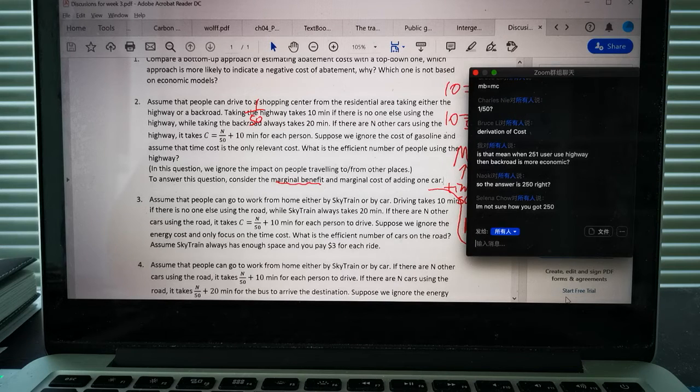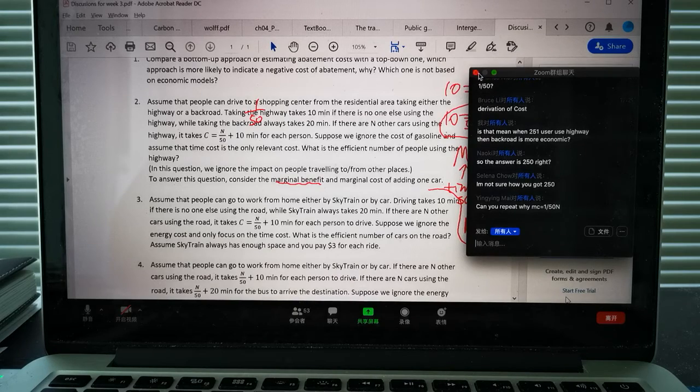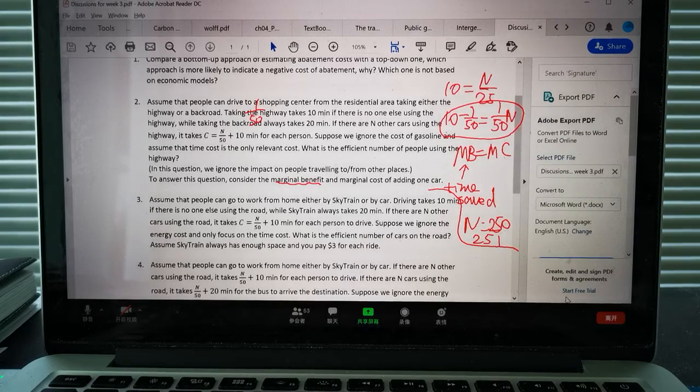So yeah, let me explain it again. So Selena, you are okay with this step, is that right? So this step is okay? So yeah, actually what is missing is that there is an n here. There is an n, sorry about that.